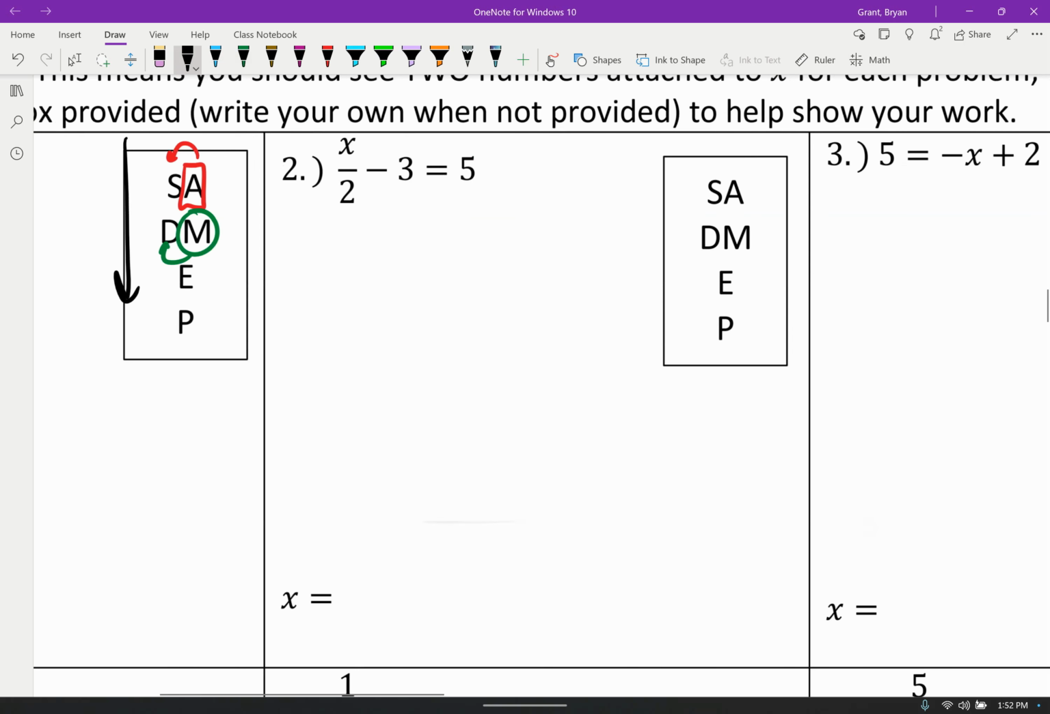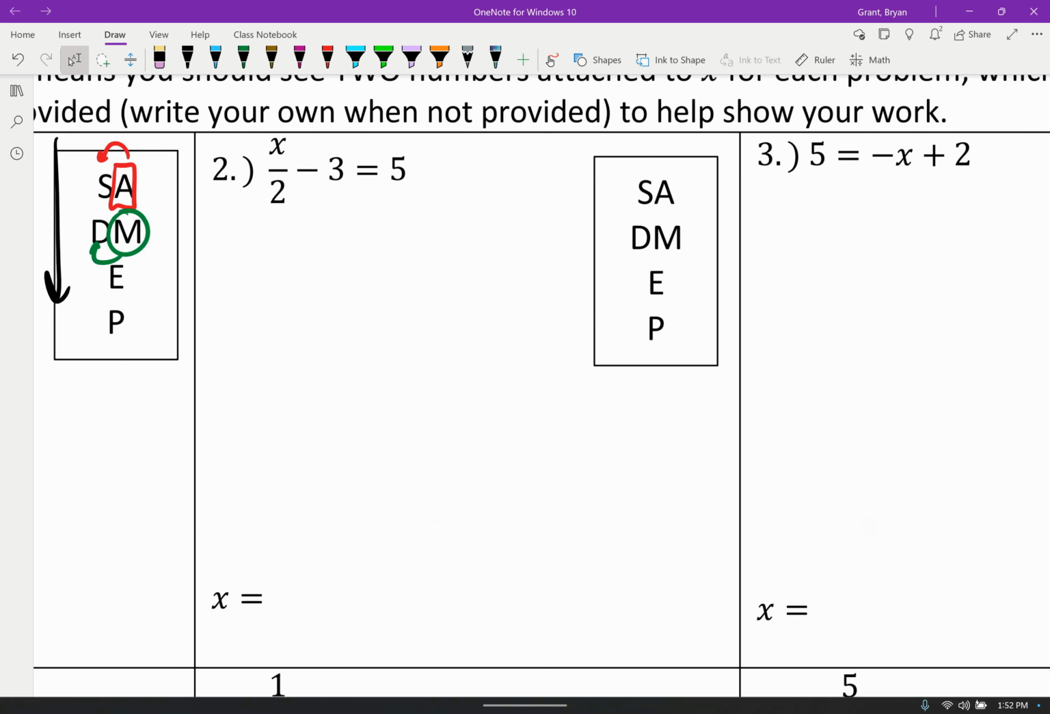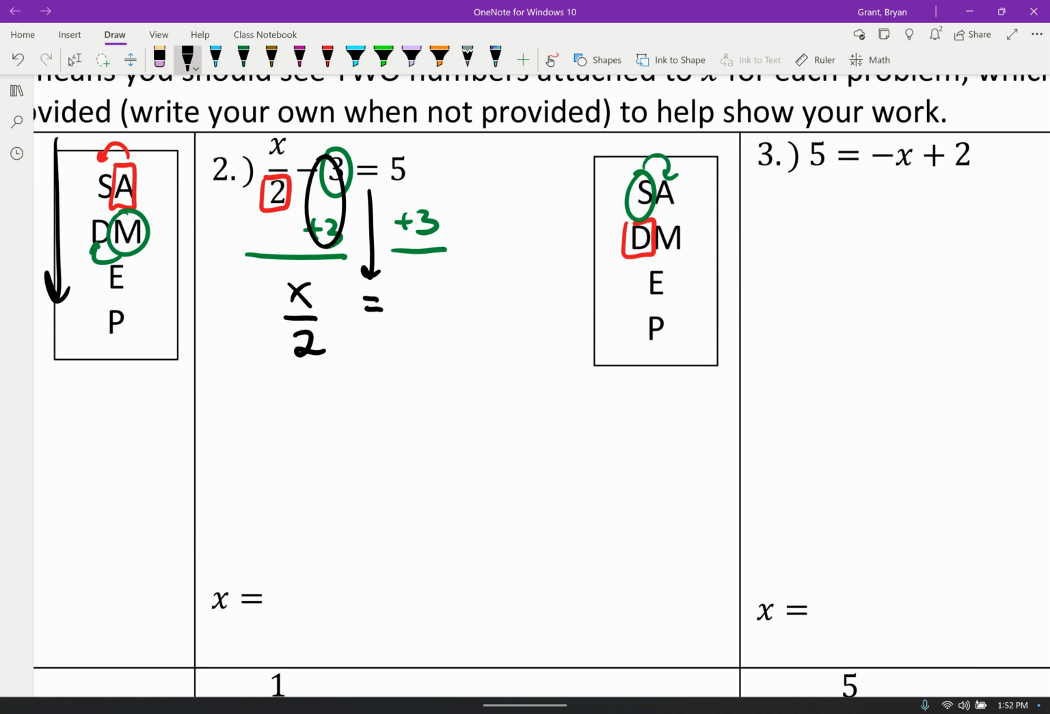All right, second problem. We're getting the hang of it now. We have a 2, which is dividing, and a 3, notice in between the 3 and the x, which is subtracting. Let's undo subtraction first. Add 3, bring down that negative. Negative 3, positive 3 cancel, leaves us with x divided by 2 equals 8.